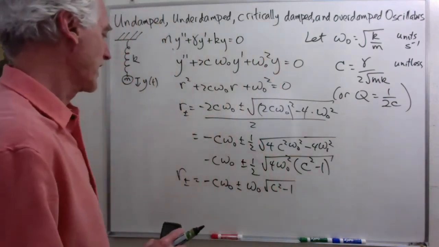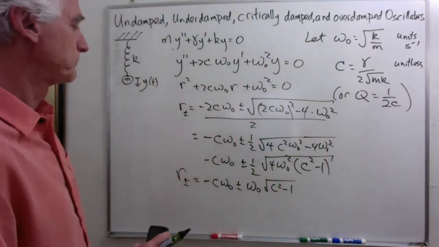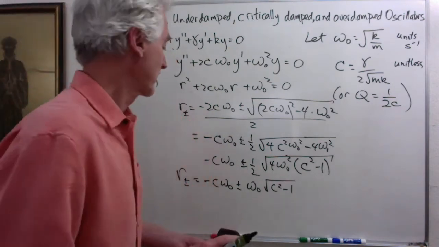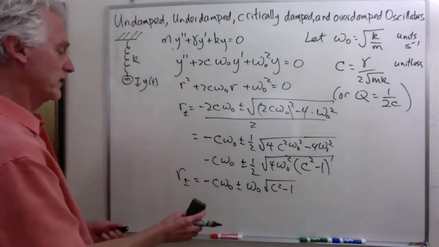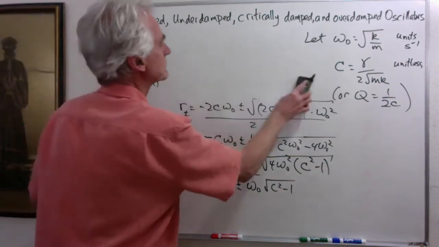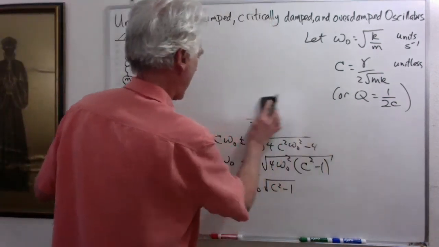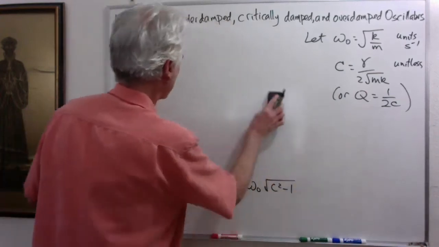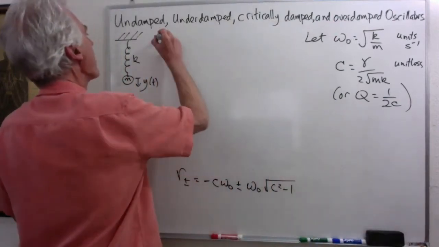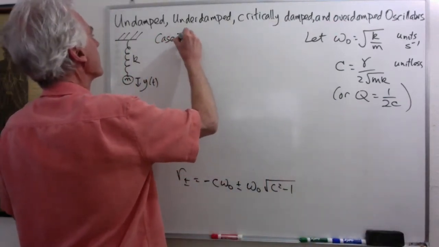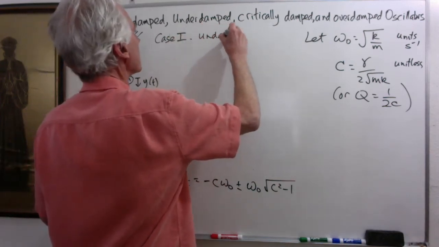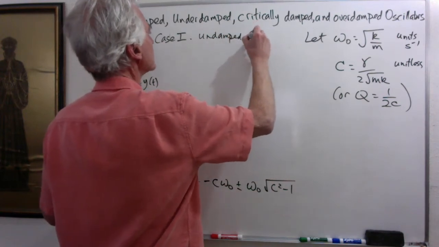All right, okay. So let's think about the various types of roots we get for the different values of c. I'll keep that down there, and I think I'll just get rid of everything. So there's 4 cases, 1, 2, 3, 4. So case 1, Roman numerals, is undamped. That's c equals 0.